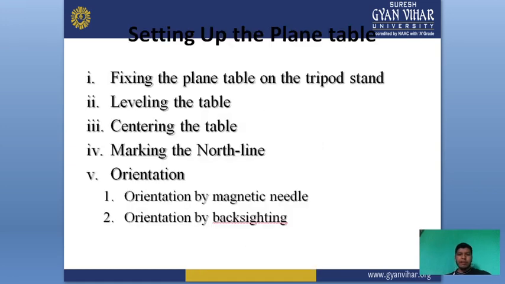Setting up the plane table. First, we have to fix the plane table on the tripod stand. Then second is leveling the table. We have to level our table, then center the table, then mark the north line. And the fifth and last step is orientation. Orientation can be done by magnetic needle or by back sighting.